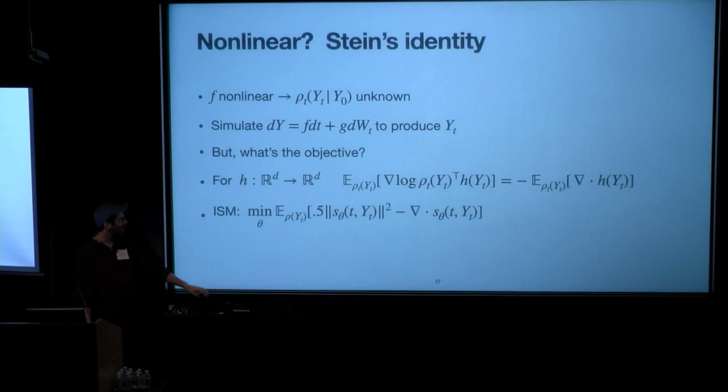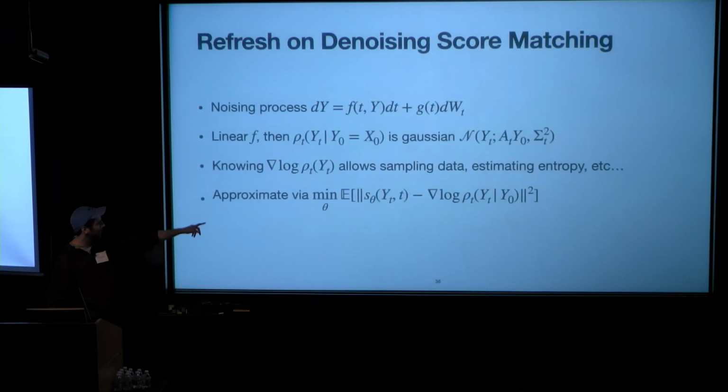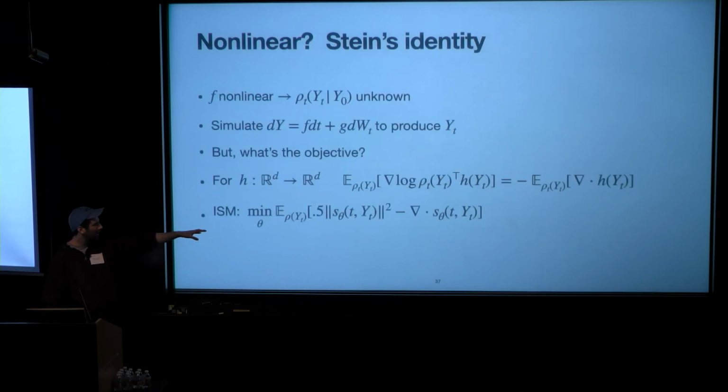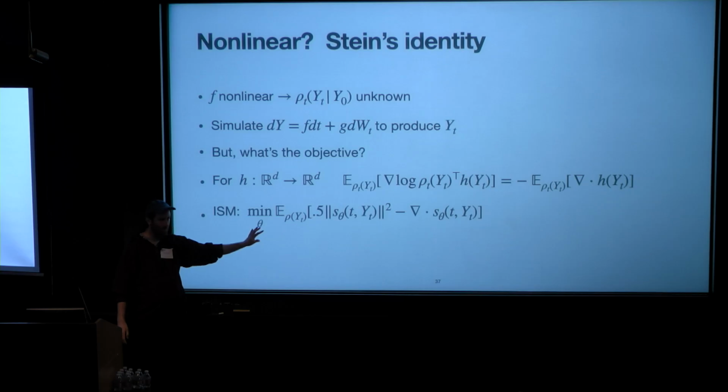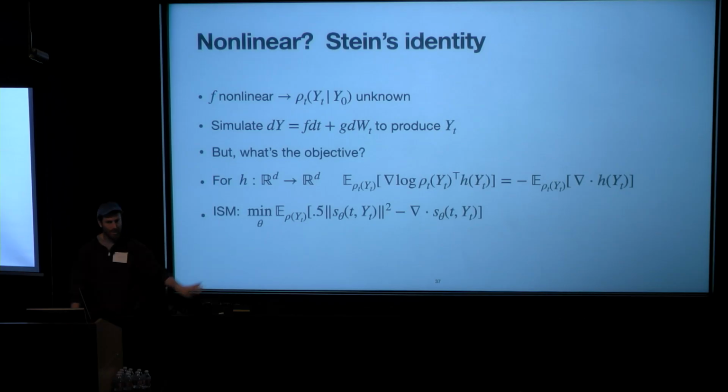So we could take our denoising score matching objective, take the actual conditional score on the right, apply Stein's identity, and end up with this other objective, which has been known for a while in the machine learning and statistics community: the implicit score matching objective.